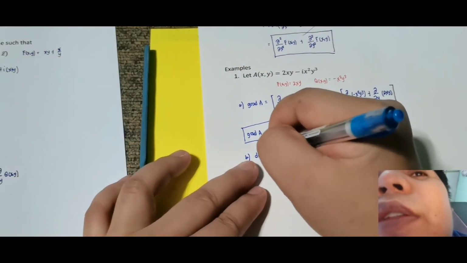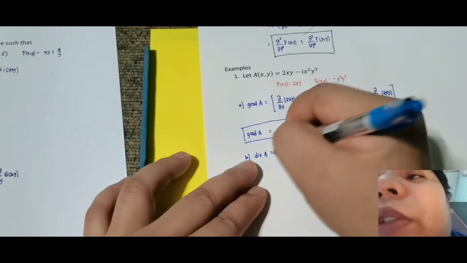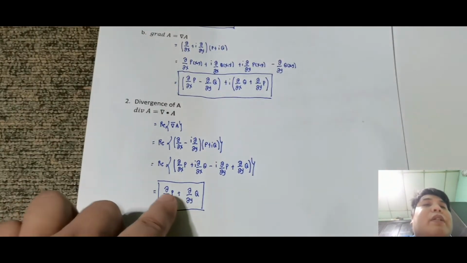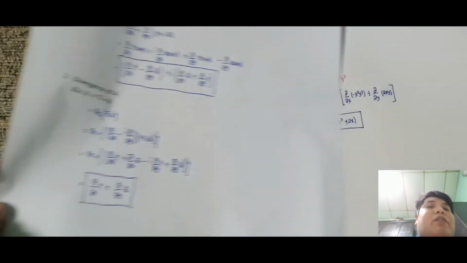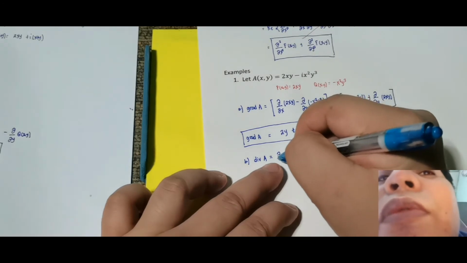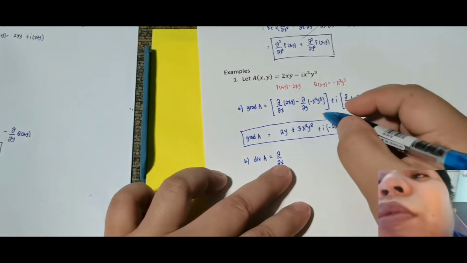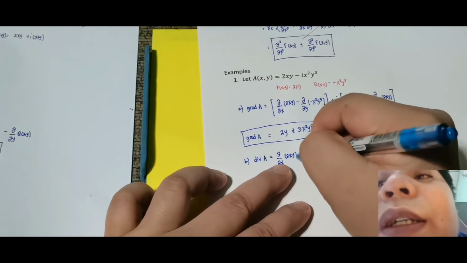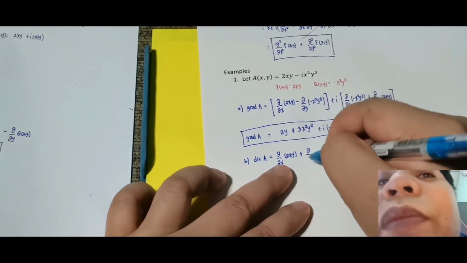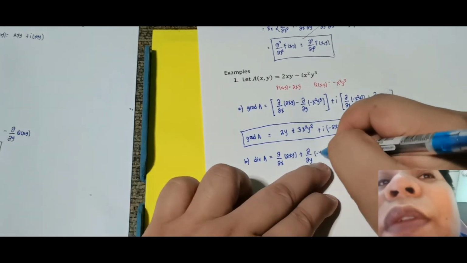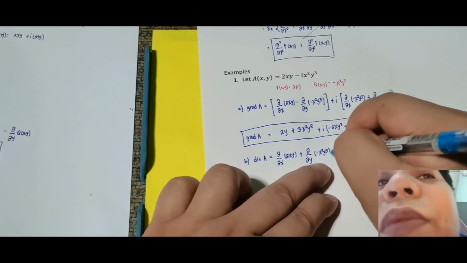What is the divergent of A? The divergent of A is equivalent dito partial derivative with respect sa x ng P plus partial derivative ng Q with respect sa y. Okay, so ang gagawin ko lang, partial derivative with respect sa x ng P, that is 2xy plus partial derivative with respect sa y ng Q. What is Q? That is negative x squared y cube.